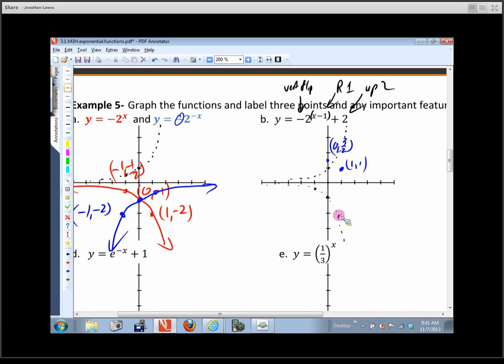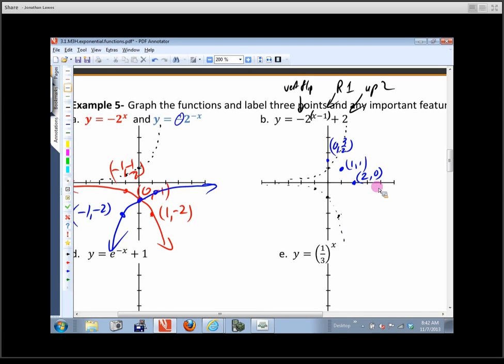This point right here is 1, -2. So if I go to the right 1 and up 2, that's going to put me right here. So I should be able to see what that is, or I can take this point, 1, -2, right 1, that would put me at 2, and up 2 from -2, that would put me at 0.